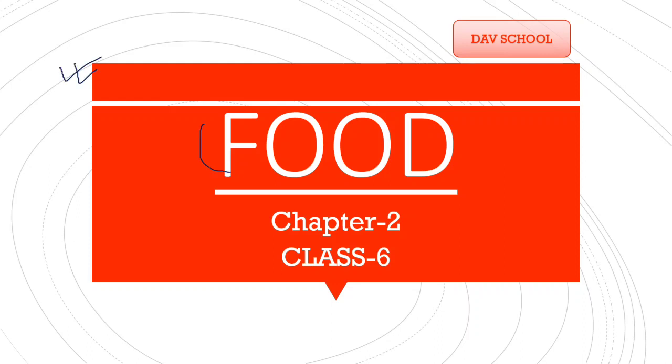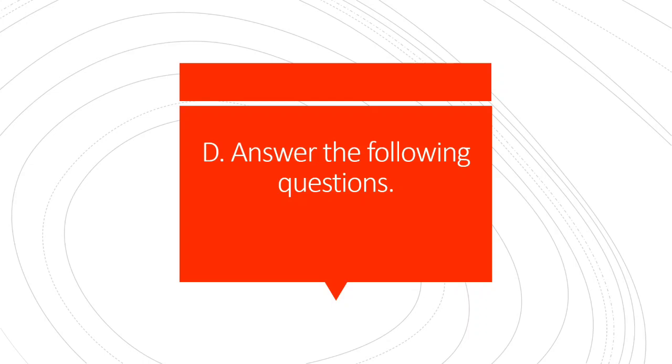Today we are going to discuss all the question and answers of the chapter Food, which is the second chapter of class 6 DAV School. But all the students of class 6 CBSE board can follow this video and refer to the related question answers. So let's start. At first the question was: answer the following questions in brief, that is, in short we have to answer these questions. So let's see what the short answer questions are.